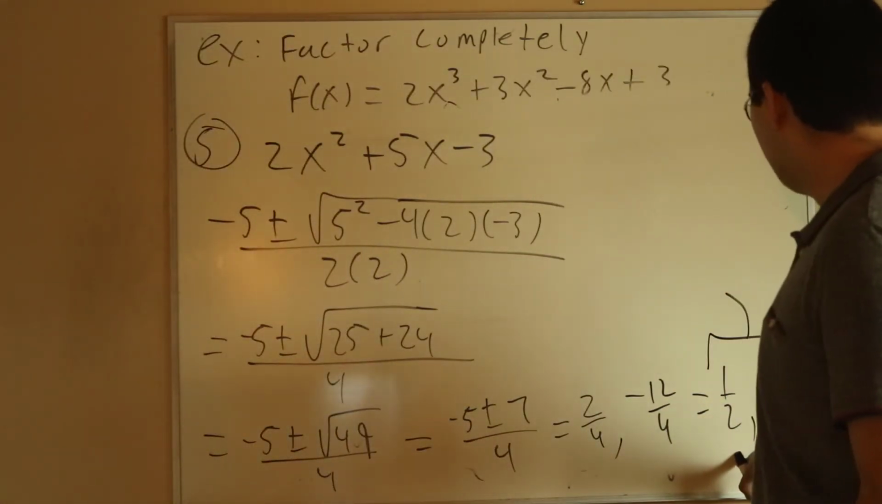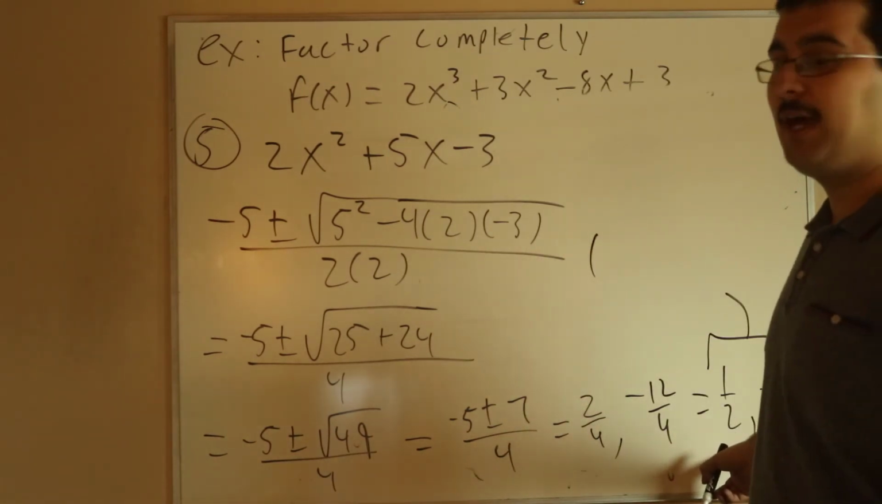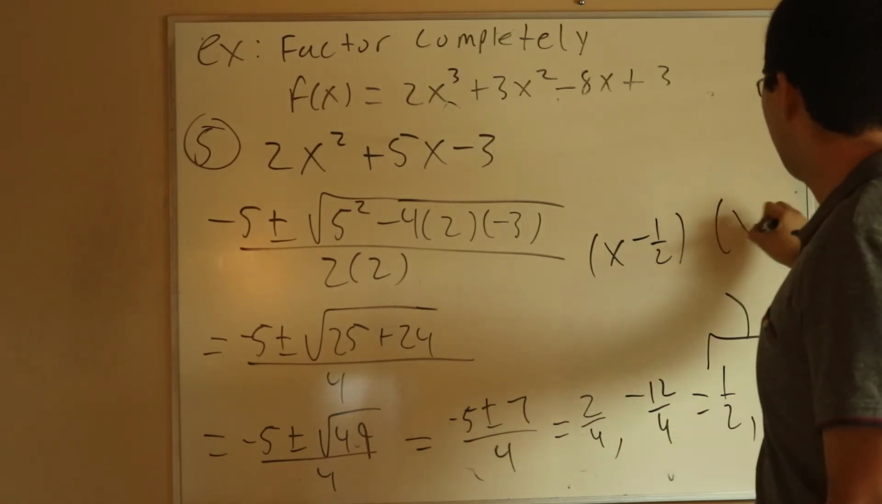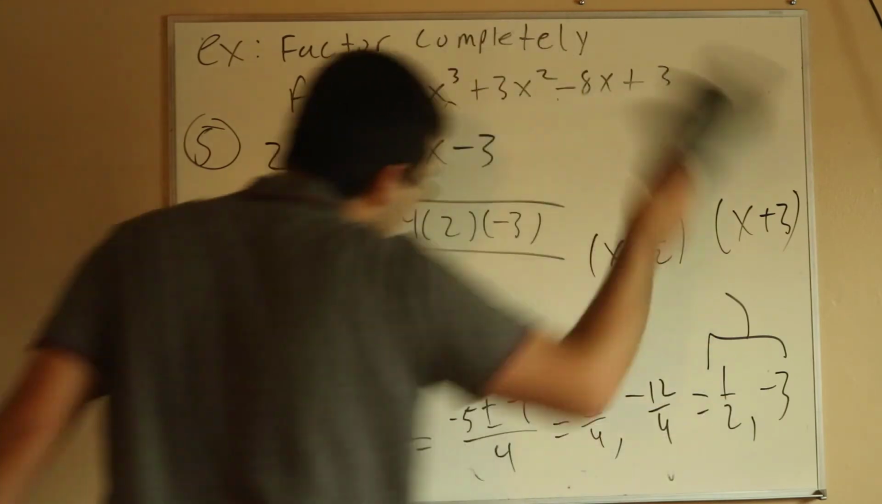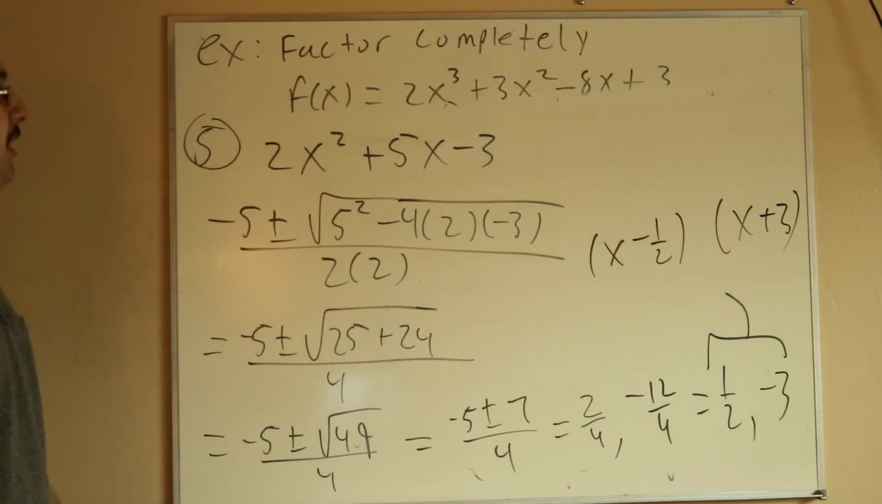And just before we move on to that, just so we're clear, the zero of x equals 1/2 gives us the factor of x minus 1/2, and this gives us the factor x plus 3. So, bringing this all together, and I'm going to go ahead and erase the board now, so go ahead and pause the video to get this copied down.